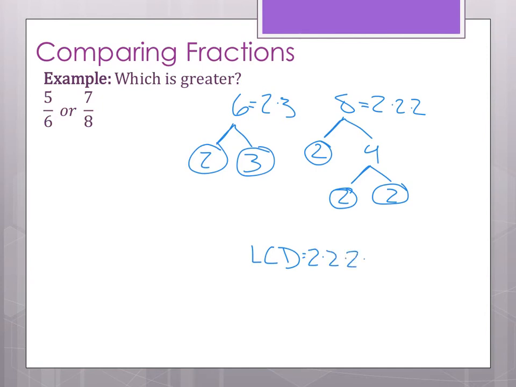And then the next prime is 3. 6 is the only one that has a 3, so we take it from there. And there are no more primes to look at. So the LCD is going to be 2 times 2 times 2 times 3. And if you multiply that out, it's 8 times 3, which is 24. Now, we've got our new denominators of 24.